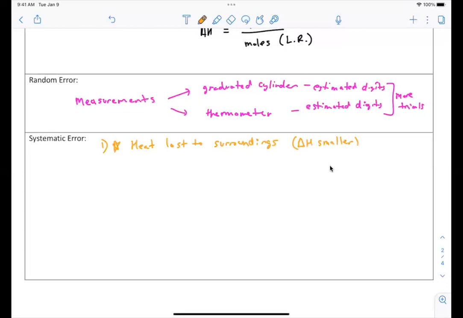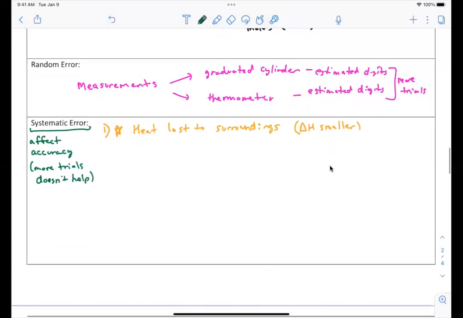Okay. And remember, systematic errors affect accuracy. So more trials doesn't help. Because if you're having the same error too low every single time, then no matter how many trials you do, you won't get any more accurate. So systematic errors are not helped by more trials. They are a procedural thing that you have to improve.